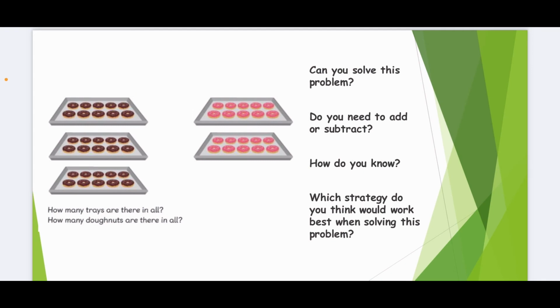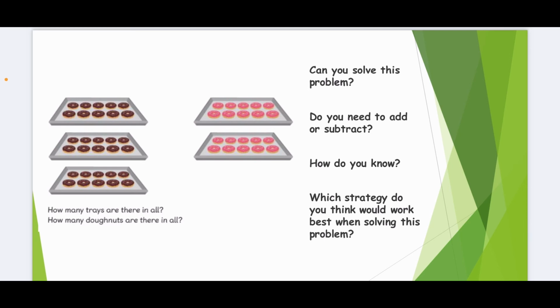This is the last problem that we're going to look at together. It says, how many trays are there in all? How many donuts are there in all? Can you spot the key word in those questions? That's right, the key word is all, which is asking us to do an addition. How many altogether? Which strategy do you think would work best when solving this problem?